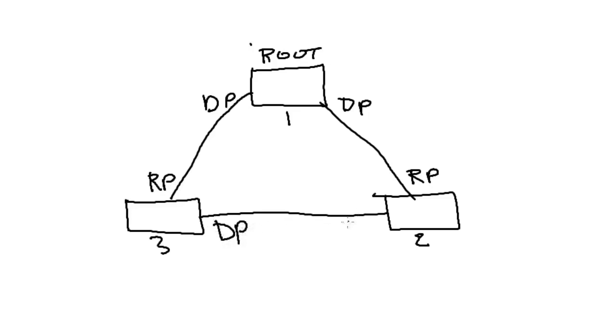And then switch 3 has a designated port. This is one forwarding port on each LAN segment. And then switch 2 has the alternate port. This is the best alternate path to the root bridge on that very same segment.